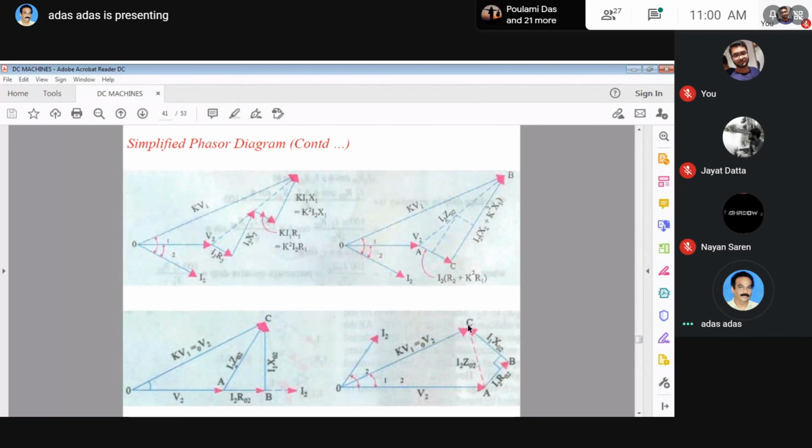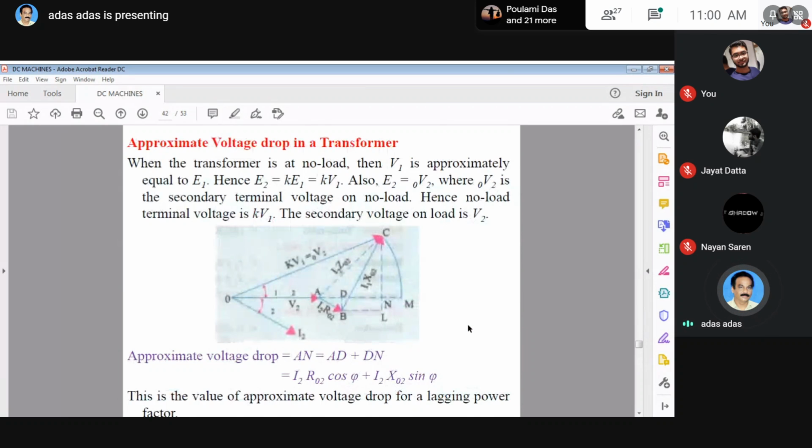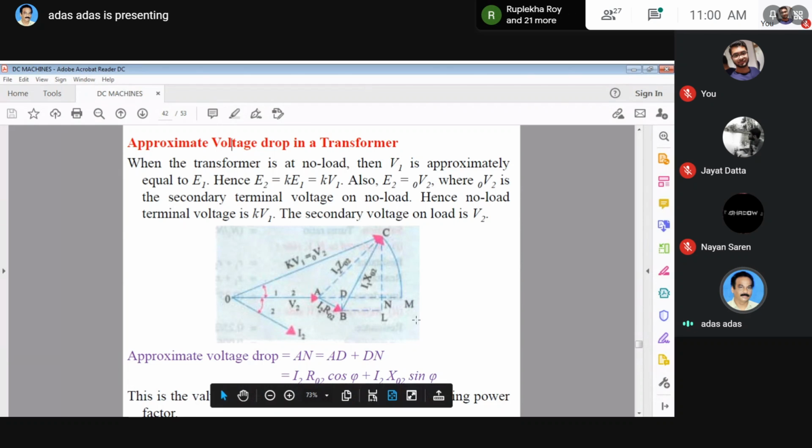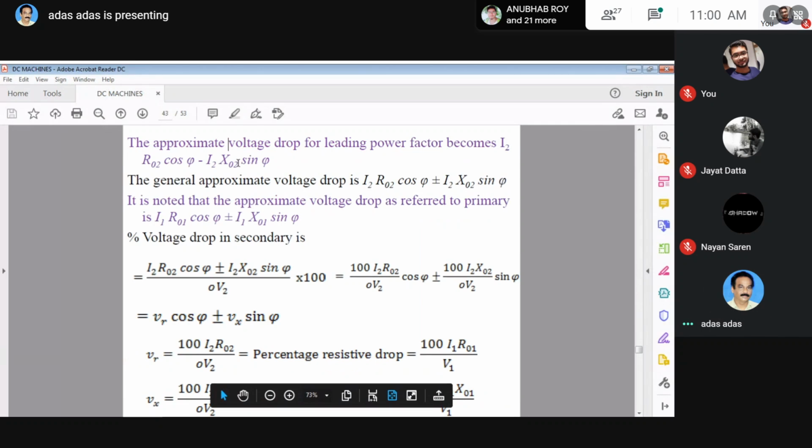This was the simplified phasor diagram. From the simplified phasor diagram, we are calculating approximate voltage drop. This was the figure. So voltage drop is ON. By calculating, we get this as the voltage drop. Note that there is some positive sign. In the next page, for lagging power factor load, the negative sign.